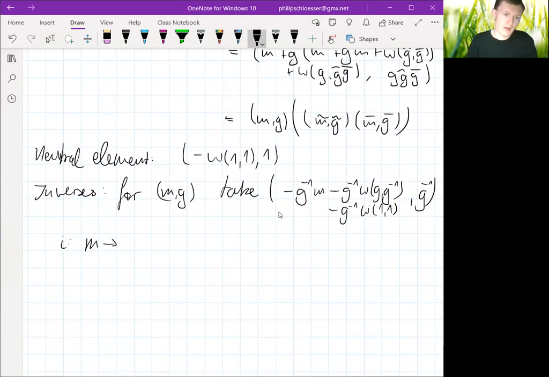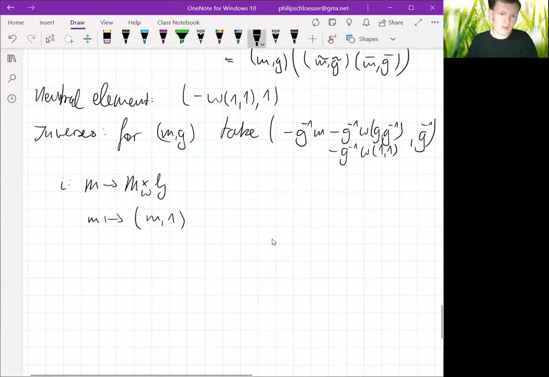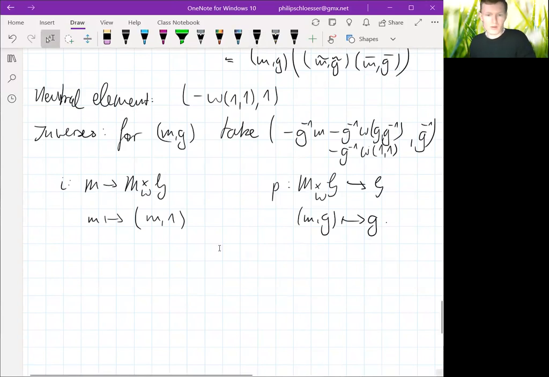So we have I from M to M cross omega G, and how do we define that? We define it by just having small m mapping to m1. This can easily be seen to be a group homomorphism. And similarly, we have that product to G, and it just maps mg to G. Okay, also works.